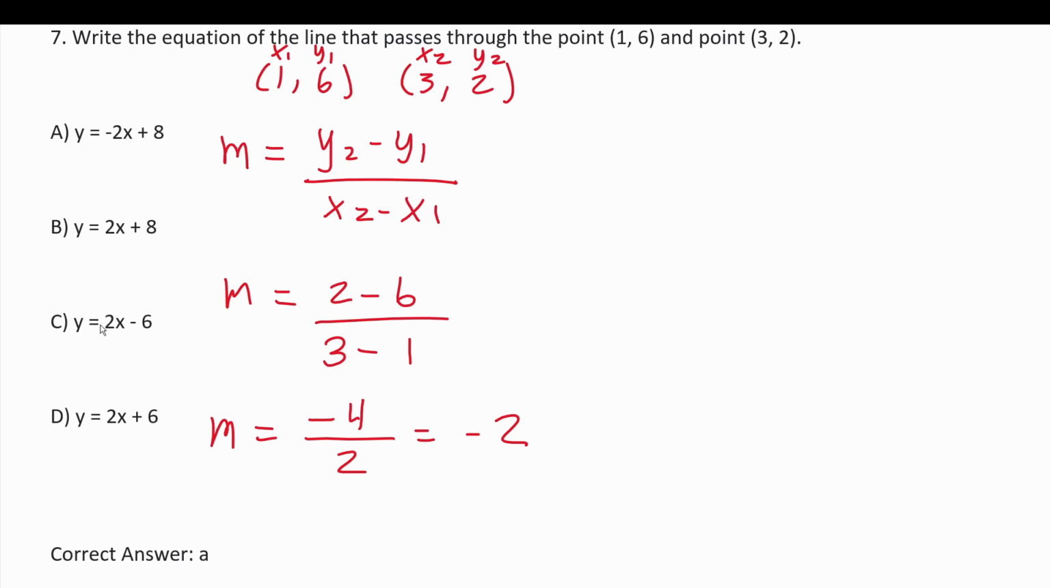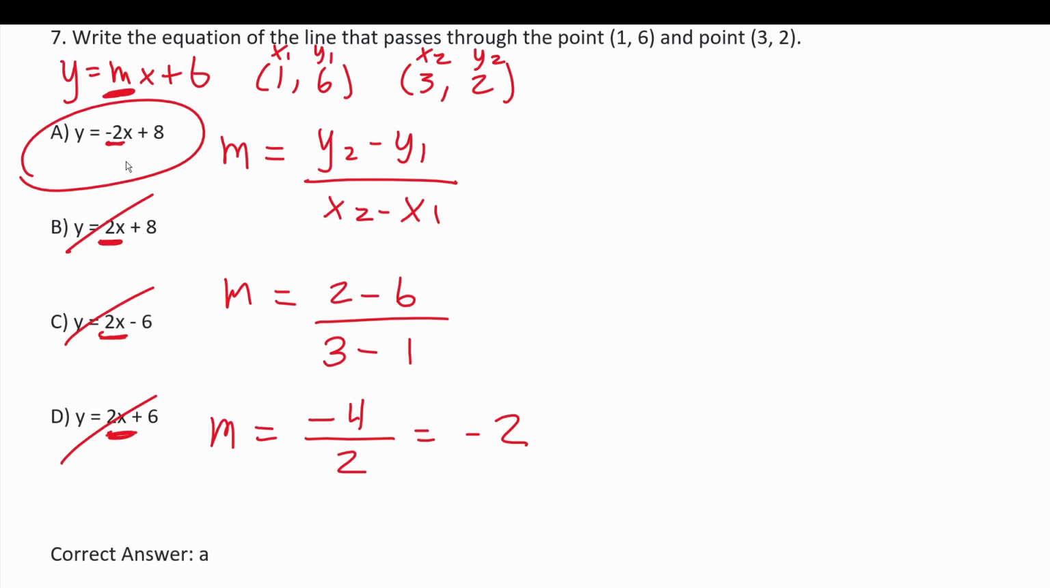And if we look at our answer choices, they're all of this form: y equals mx plus b, where again, m is the slope. We know the slope of this line is negative 2. This slope's negative 2. This slope's positive 2. This slope's positive 2. This slope's positive 2. So by process of elimination, I already know the correct answer choice is going to be A. But that said, let's keep working this one out.